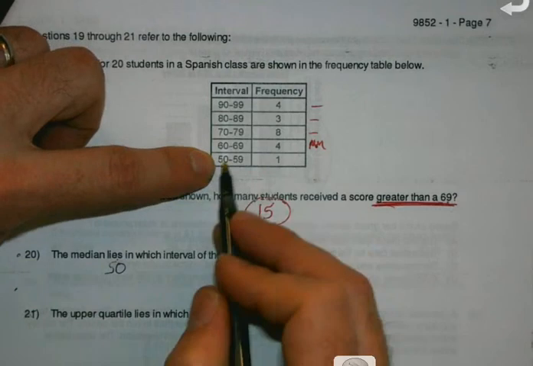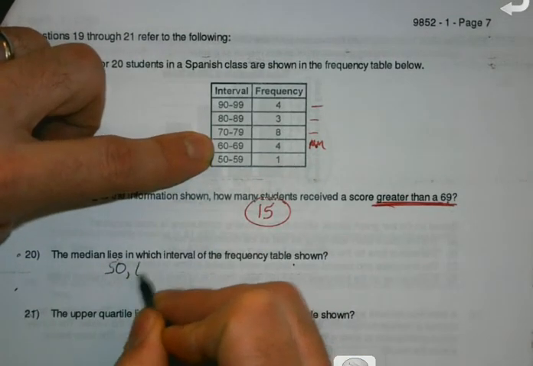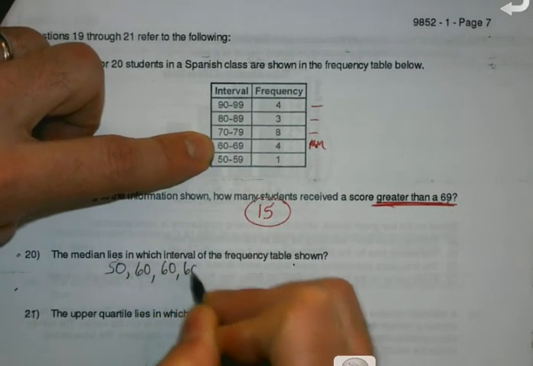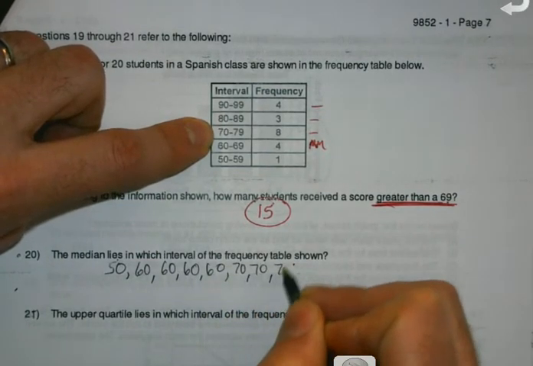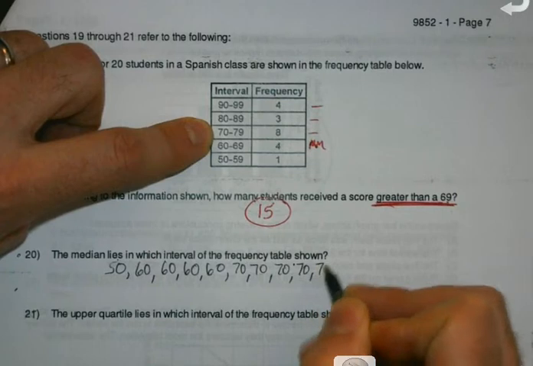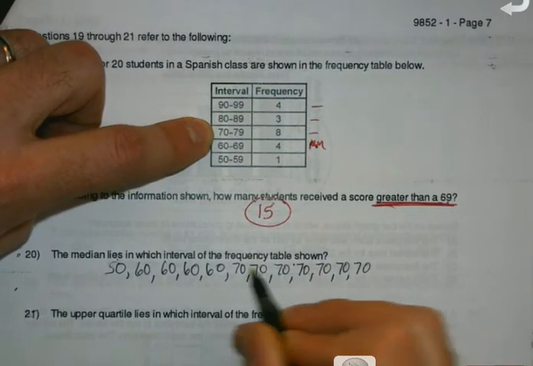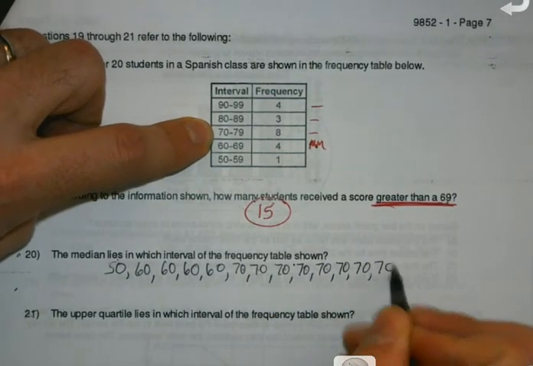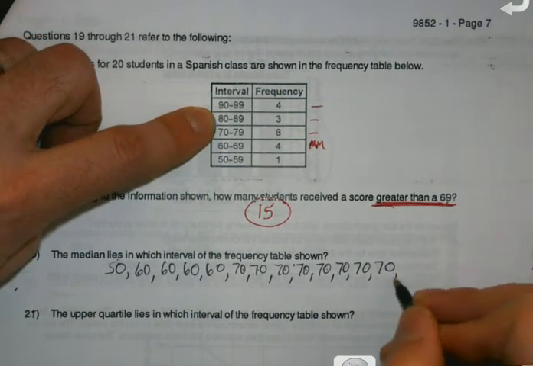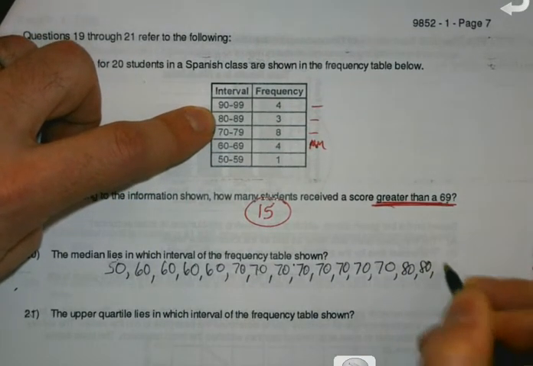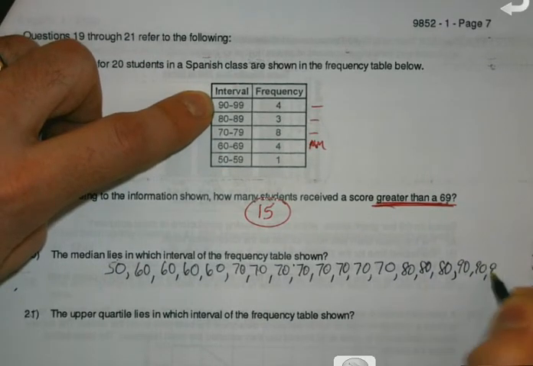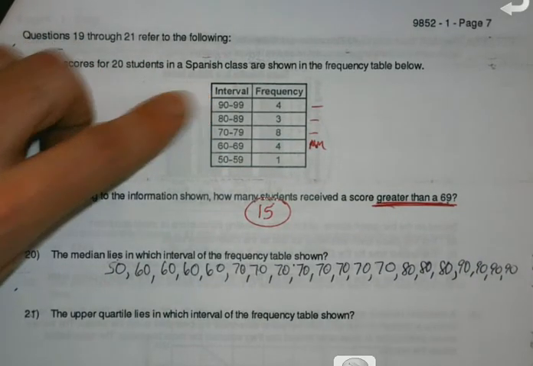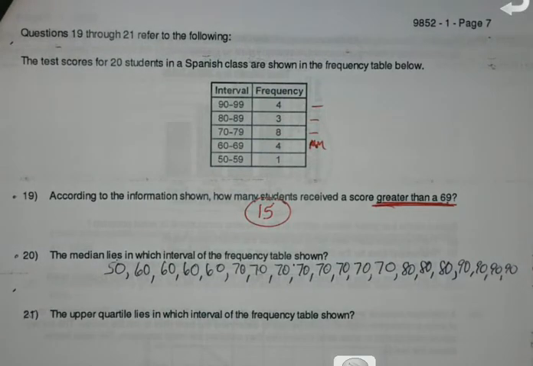There's one score from 50 to 59, so I'm just going to use 50. There are 4 scores in the 60 to 69, 8 in here. I'm just going to use the same score because I'm not looking for the exact median. I'm just looking for what interval it's in. So as long as I write some number from that interval in there, and I'm hoping I'm going to be able to show you a way that you might be able to do this a little bit quicker, but we'll do it this way and then see if we can figure that part out.